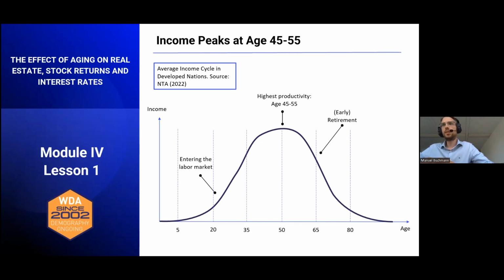In developing nations, this looks a bit different. One starts working earlier and also does not stop working at age 65, but keeps working roughly until the end of life. Now, this is the income.